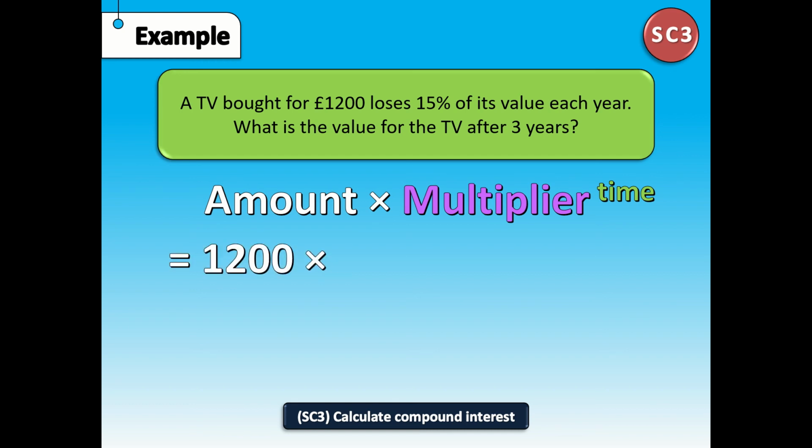So the amount is £1,200. The multiplier this time, because we've lost 15% of the value, 100% take away 15% would be 85%. So the multiplier is 0.85. And we do that to the power of 3 because we want the value of the TV after 3 years. When we type this into the calculator, it gives us £736.95.